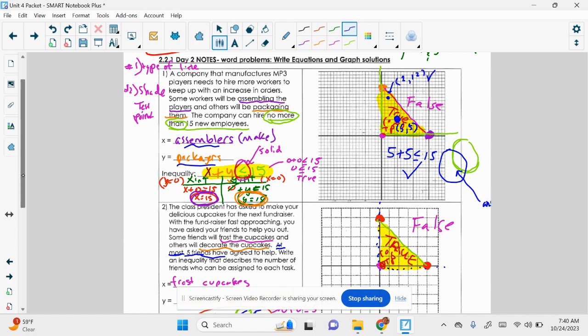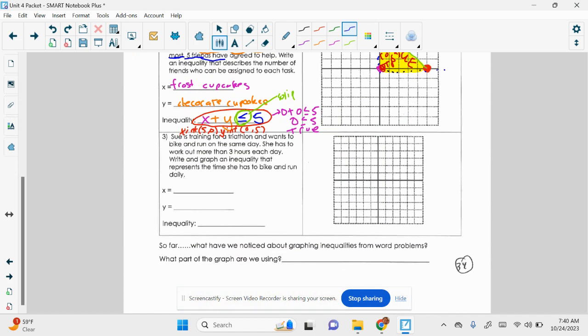Okay? So this is what I want you to do. I want you to pause the video and see if you can do number 3. When you stop the pause, you can see if my answer and your answer are the same. Ready? Pause. All right, here we go.